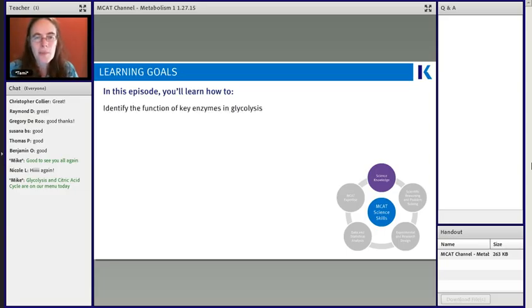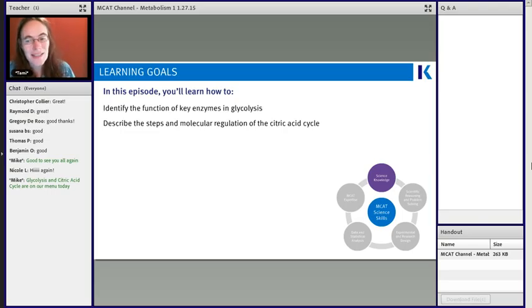So in this episode, we've got 2 main goals. The first goal is to identify the function of the key enzymes in glycolysis. The second one is to identify and describe the steps in the citric acid cycle. Now, this is part of the science knowledge that the MCAT says is necessary for your science skills.